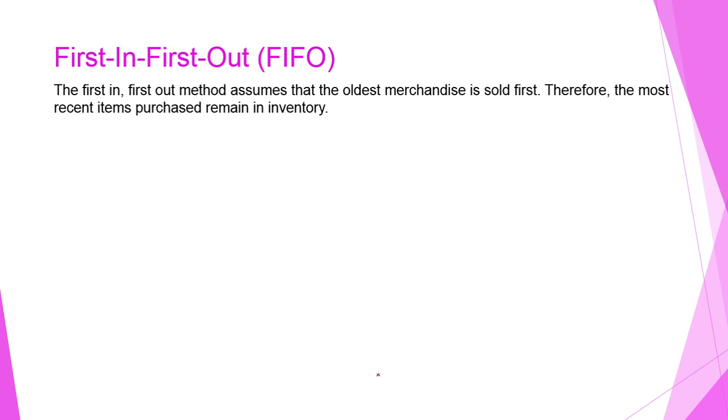Alright, so that was the first method. The second method is called first in, first out, or FIFO. And that method assumes that the oldest merchandise is sold first. So therefore, the most recent merchandise still remains in inventory.